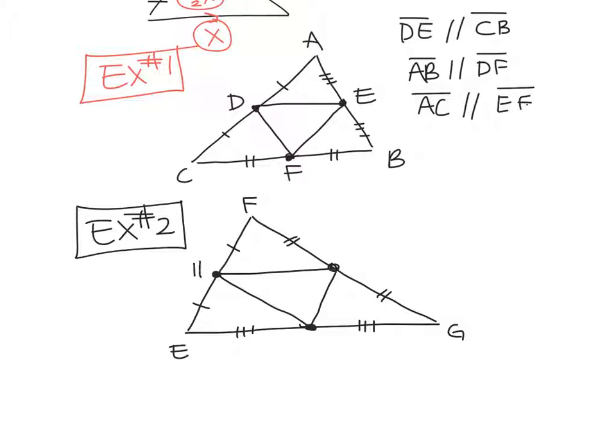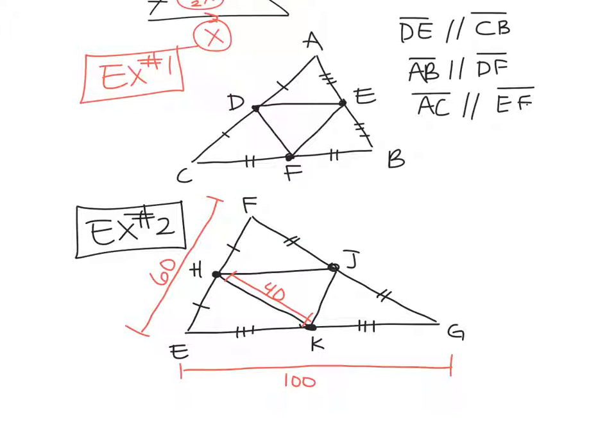So this would be H, J, and K. All right, and then I'm going to give you some lengths. So let's say EF here, this whole side, has a length of 60. And HK, so this whole length, is 40. And this whole length is 100. Give you a second to draw that out.